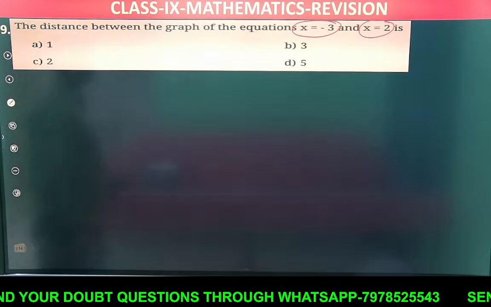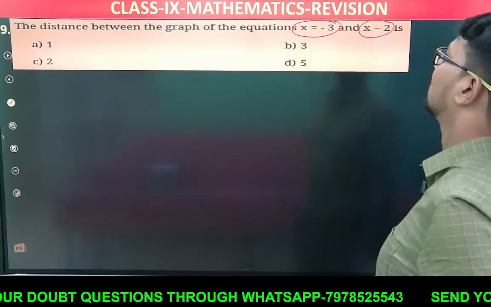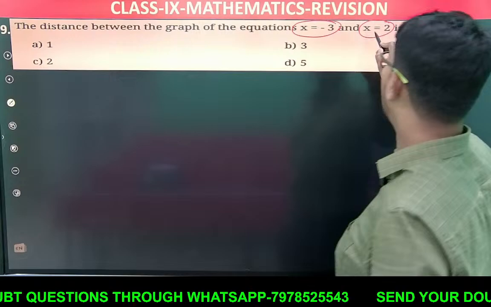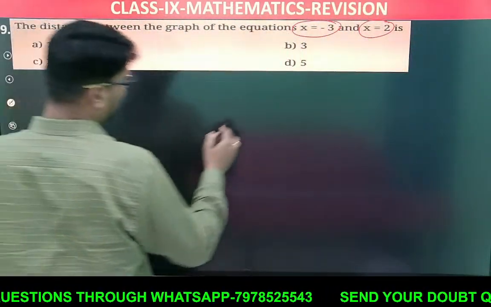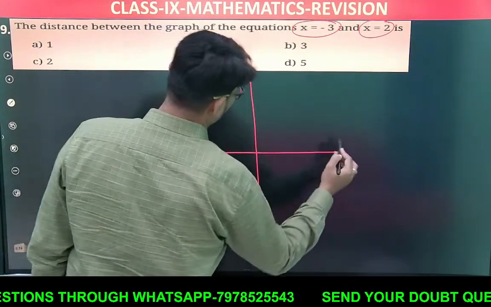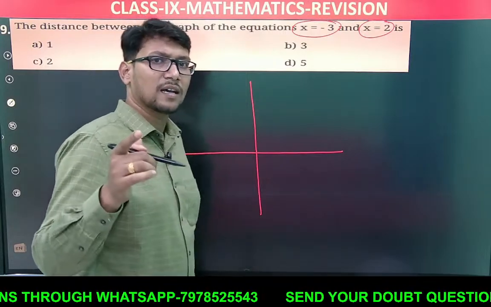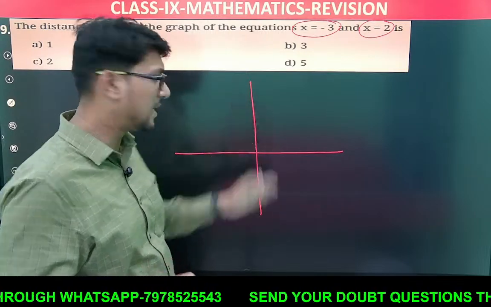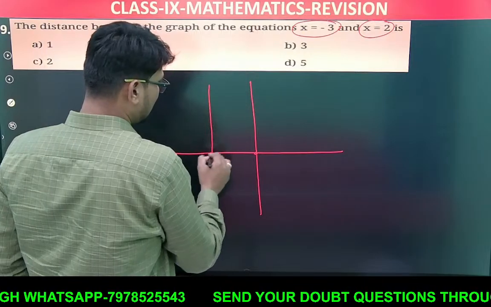Okay, see now the distance between the graph of the equation x equals -3 and x equals 2. Check karo. x equals -3 means what? x is constant, and here x is also 2, which is constant, right? Now if we move to the Cartesian plane, check karo. x is -3, negative, and since x is constant, it is definitely parallel to the y-axis. It means from the origin at a distance of -3 unit.